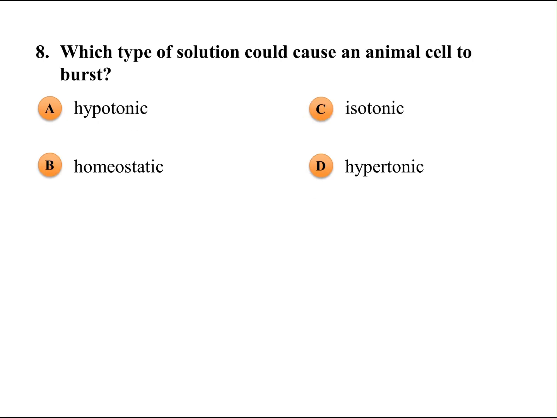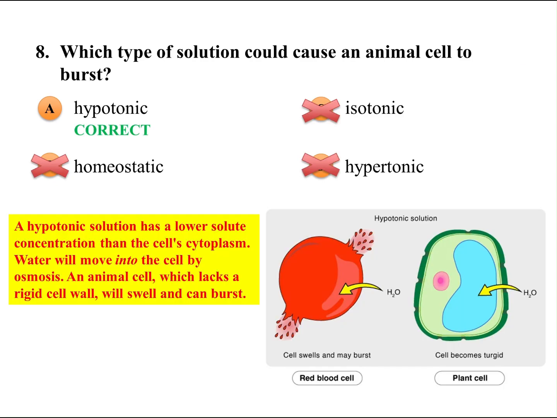Which type of solution could cause an animal cell to burst? The answer is A, hypotonic solution, because a hypotonic solution has a lower solute concentration than the cell's cytoplasm, and water will move into the cell by osmosis, and an animal cell, which lacks a rigid cell wall, will swell and can burst, but the plant cell becomes turgid due to the presence of the cell wall.